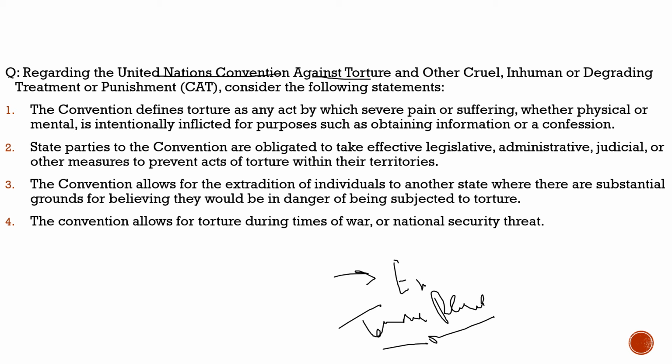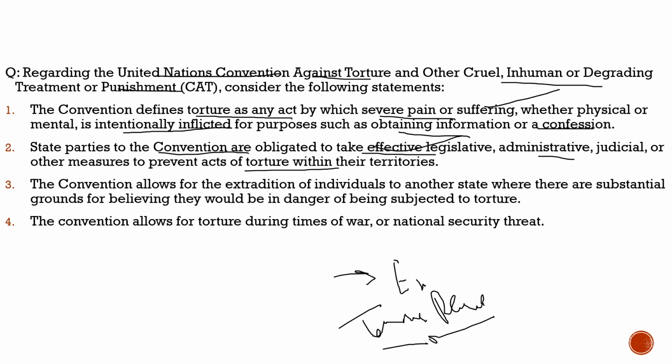Here the question says, regarding the United Nations Convention Against Torture and Other Cruel, Inhuman and Degrading Treatment or Punishment, consider the following statements. First statement: the convention defines torture as any act by which severe pain or suffering, whether physical or mental, is intentionally inflicted for purposes such as obtaining information or a confession. 100% correct. Second statement: state parties to the convention are obligated to take effective legislative, administrative, judicial or other measures to prevent acts of torture within their territories.